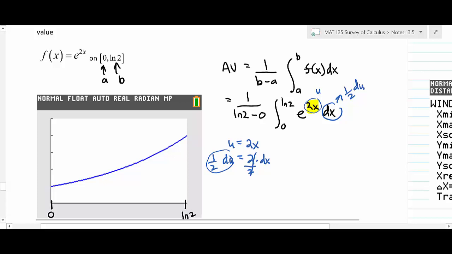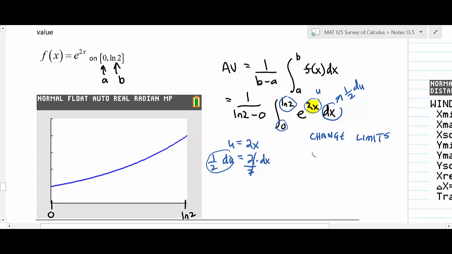Okay, I'm going to end up with e to the u and then 1/2 du, which is an easy integral to do. Now, what you have to do also, now we did a little bit of this last week, we're going to change the limits. These limits of integration, when you do a U substitution, you want to change the limits too, because it makes it easier to do in the long run.